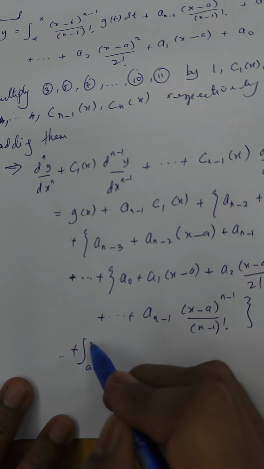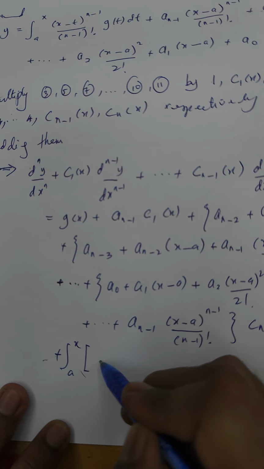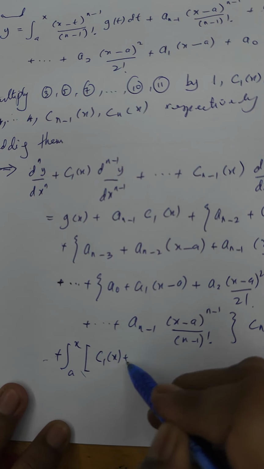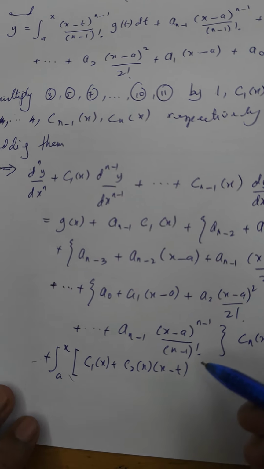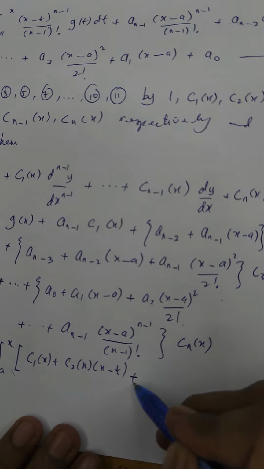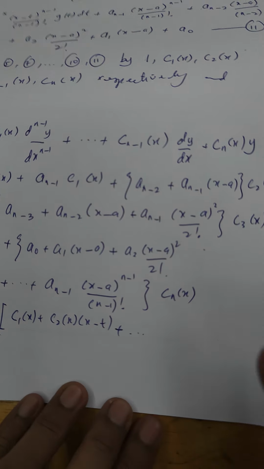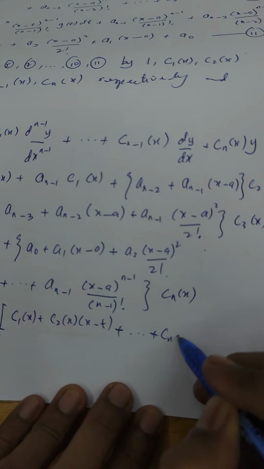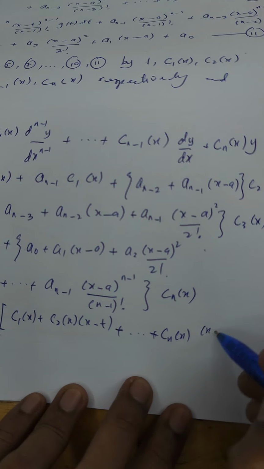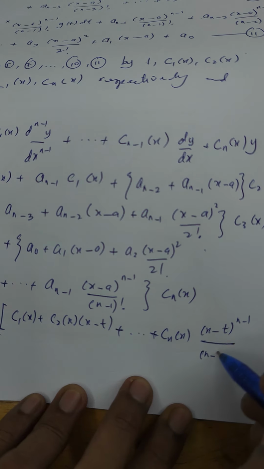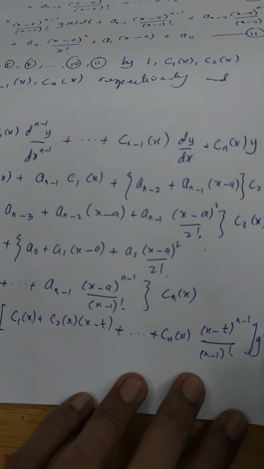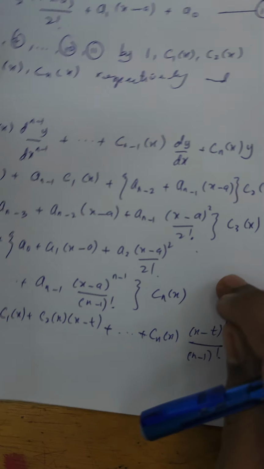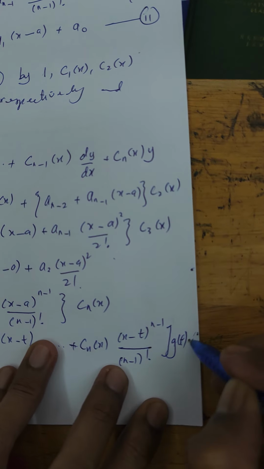And the last term we have plus the integral from a to x of C1(x) plus C2(x)(x minus t), and so on, C_n(x)(x minus t)^(n minus 1) over (n minus 1) factorial, times g(t) dt.